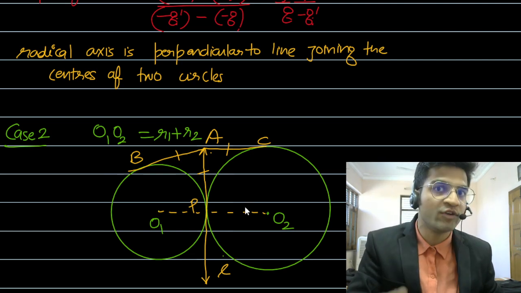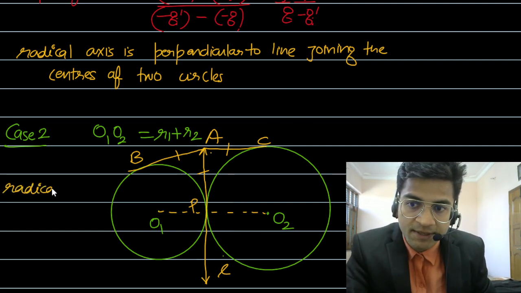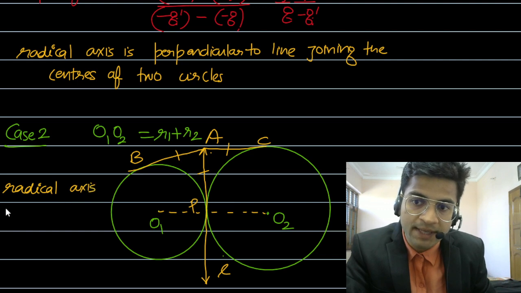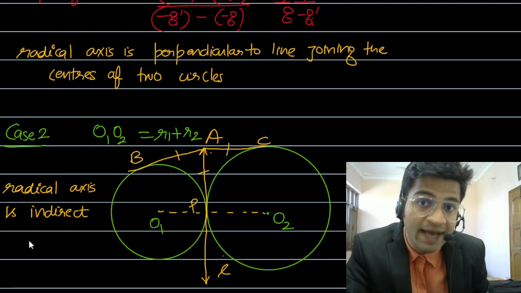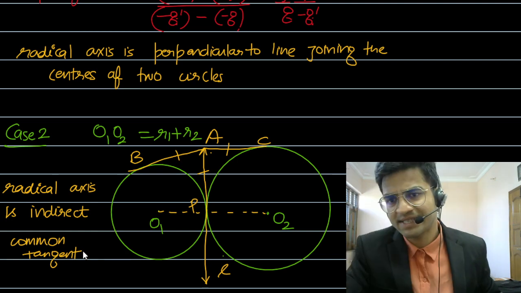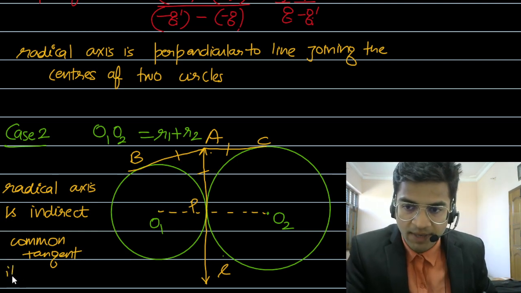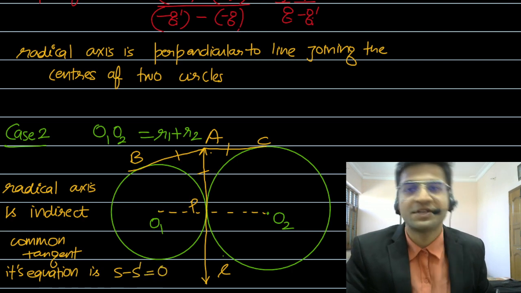So for this case, O1 O2 is equal to R1 plus R2. Radical axis is the indirect common tangent. Be very clear about it. Indirect common tangent. And interestingly, we can find its equation as well, because the equation of radical axis is S minus S dash is equal to 0. So its equation is S minus S dash is equal to 0. Okay.